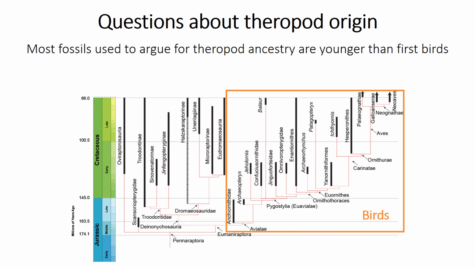So why is it questioned by some people? Well, one argument has been that most of the fossils used to argue that birds are theropods are actually younger, from the Cretaceous period, than the earliest fossil birds, which are from the Jurassic period. And this is partly true, in that many of the species from the sister group, the closest relative, are indeed from the Cretaceous period. But some are from the Jurassic period. The Troodontidae goes back to the Jurassic period.